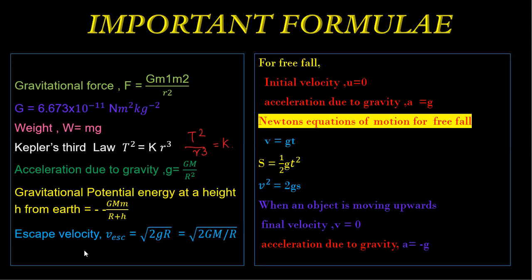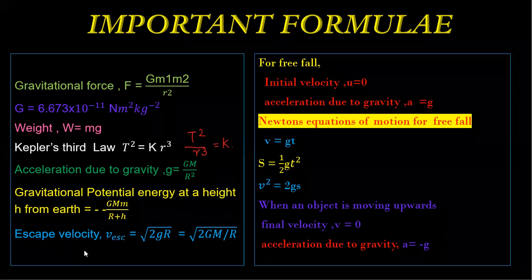Next is escape velocity. V escape is equal to under root 2gR. This is the formula for escape velocity in terms of acceleration due to gravity. Next is the formula for escape velocity in terms of gravitational constant, mass and radius of the earth, that is equal to under root 2GM upon R.